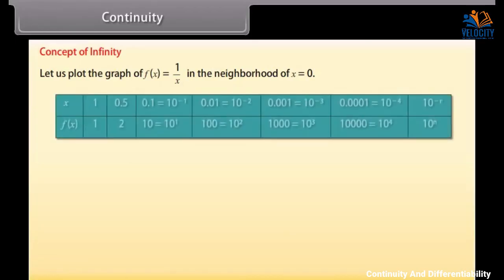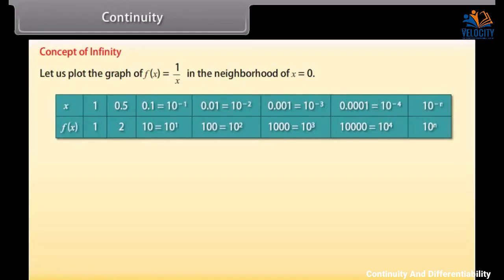Continuity. Concept of infinity. Let us plot the graph of f of x is equal to 1 by x in the neighborhood of x is equal to 0. For x is equal to 1, f of x is equal to 1. For x is equal to 0.5, f of x is equal to 2. For x is equal to 0.1, f of x is equal to 10. For x is equal to 0.01, f of x is equal to 100, and so on.